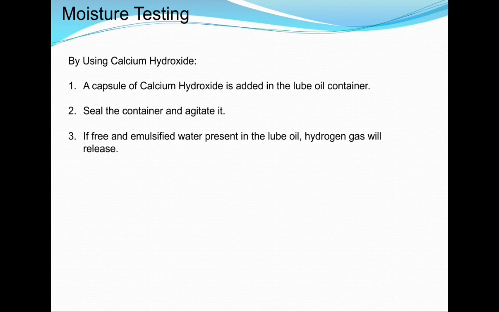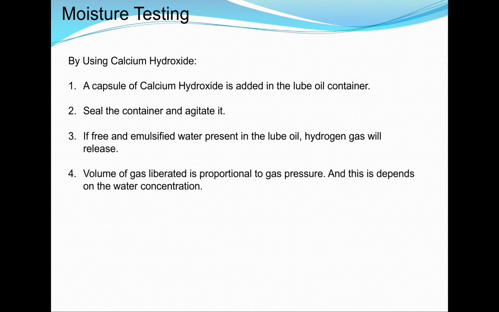So if there is any free and emulsified water, there is a release of hydrogen, and this release depends upon the concentration of the water. If the moisture is more, then the hydrogen release is also more. So this is one of the methods, but nowadays none of the industry uses this type of method. The second most used method is the crackle test.